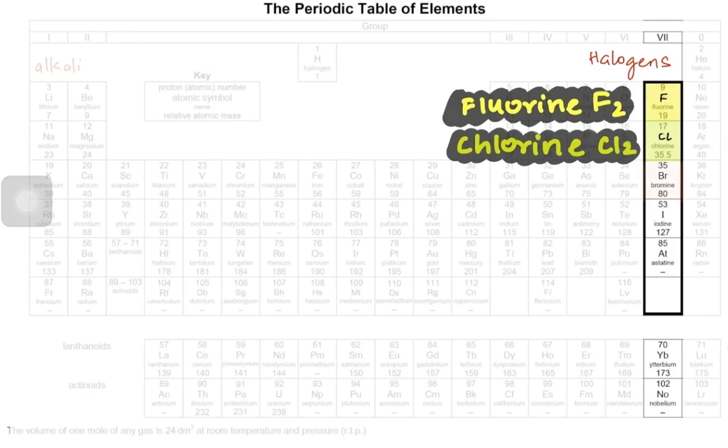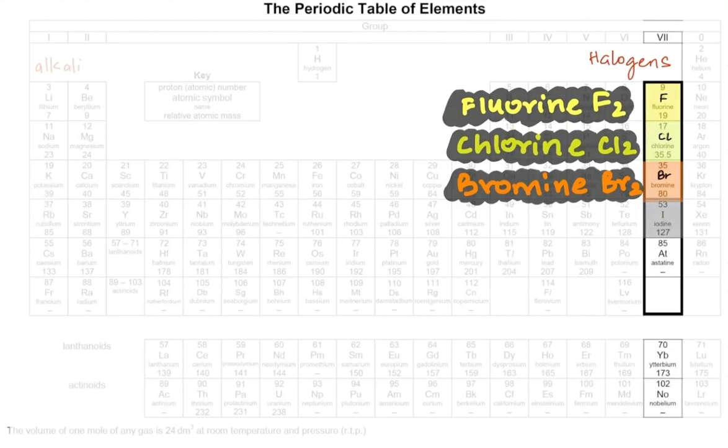Next comes bromine in period number 4. So it has 4 electronic shells, and group 7 means it has 7 electrons in the last shell. Each atom has 7 electrons in the last shell. So bromine, Br2. Bromine is an orange brown liquid. So the molecules of bromine are closer compared to the molecules of fluorine and chlorine.